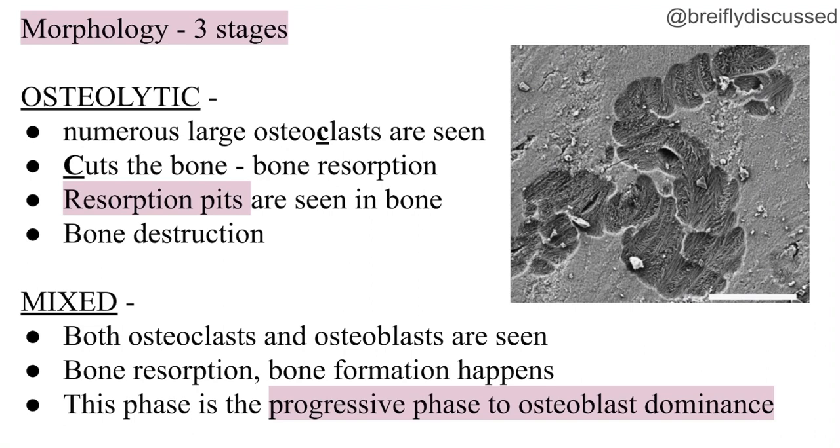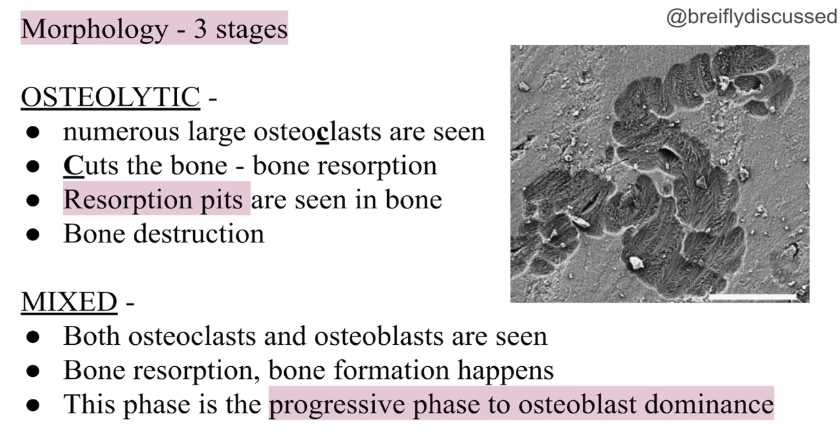So in the osteolytic stage, there will be osteoclast. So whenever there is osteoclast, we see cutting of the bone or bone resorption, and resorption pits are seen in the bone. It leads to bone destruction. So in the beside picture, you can see the resorption pits on the bone caused by the osteoclastic activity.